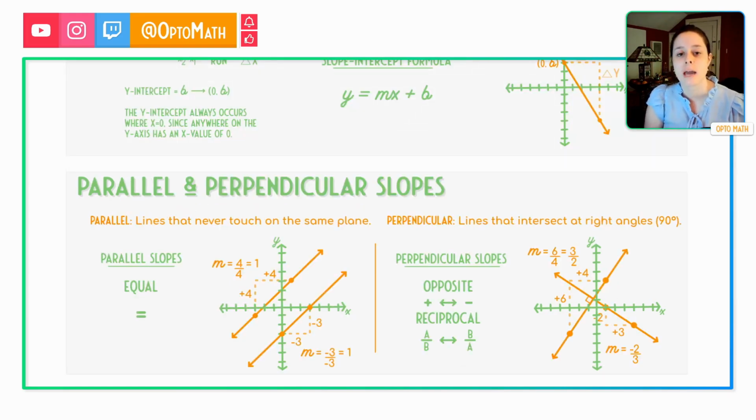Now let's take a look at parallel and perpendicular slopes. Remember, a slope is a tilt of a line. So if you're going to be parallel to each other, there's some sort of distance between you, because otherwise you're going to be the same line, right? You're going to be right on top of each other.